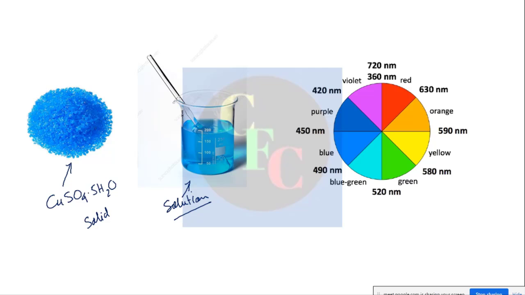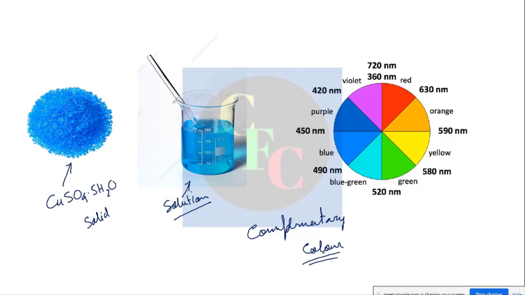And we know from our 8th grade this answer, that the color we see is the color that is reflected to our eyes, or in this case, if it is a solution, the light that is coming out of this solution is blue in color. That's why we see this blue color. This is called the complementary color.